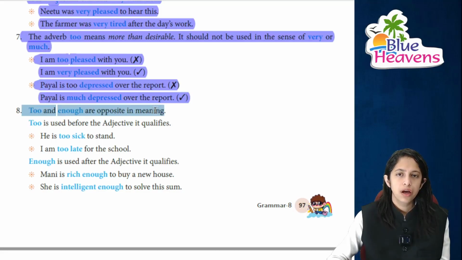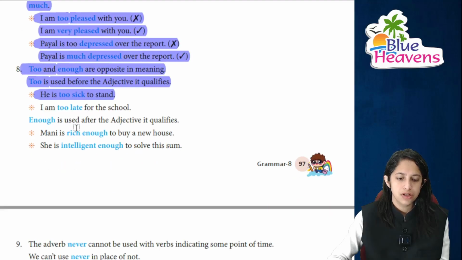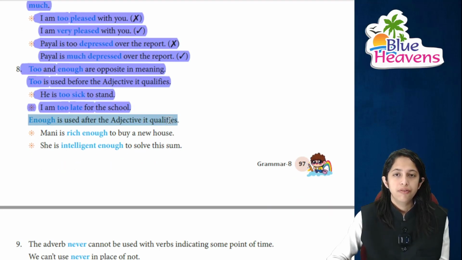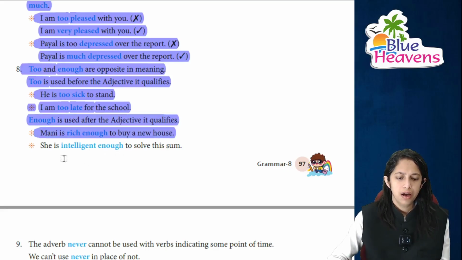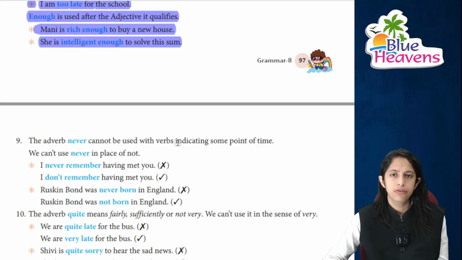"Too" and "enough" are opposite in meaning. "Too" is used before the adjective which it qualifies, for example, "He is too sick to stand" and "I am too late for the school". Whereas "enough" is used after the adjective it qualifies. "Rani is rich enough to buy a new house." "She is intelligent enough to solve this sum."